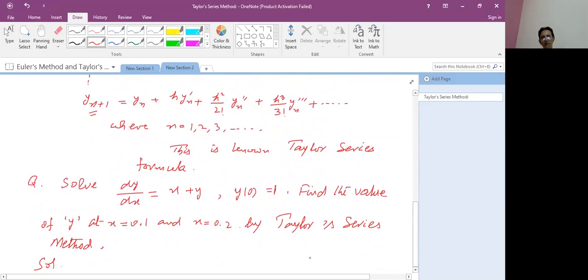Now we solve a problem about the Taylor series method, where we apply it to solve dy over dx, a first order differential equation. It is also known as an ordinary differential equation, because if a differential equation has one order and one degree, it is called an ordinary differential equation. The differential equation given is dy over dx equal to x plus 1, student, and you have been given an initial condition, x naught and y naught. Find the value of y at x equal to 0.1 and x equal to 0.2 by the Taylor series method.